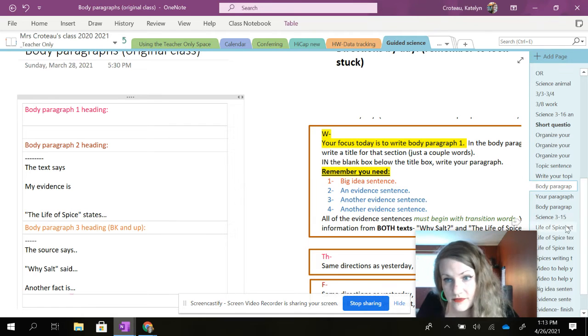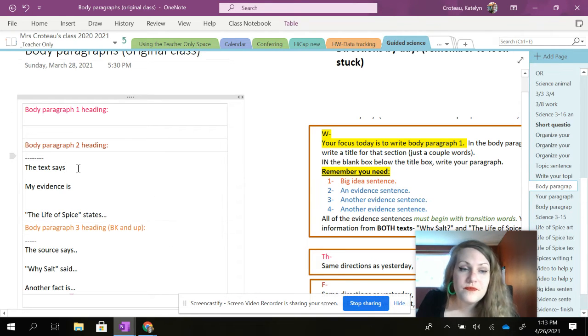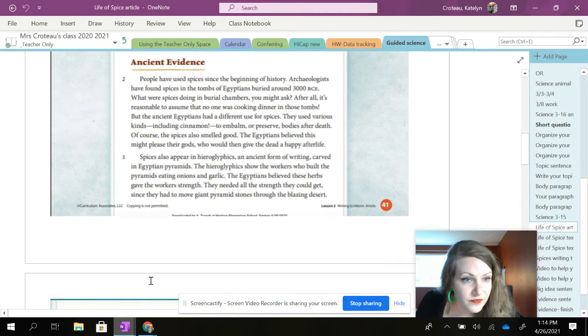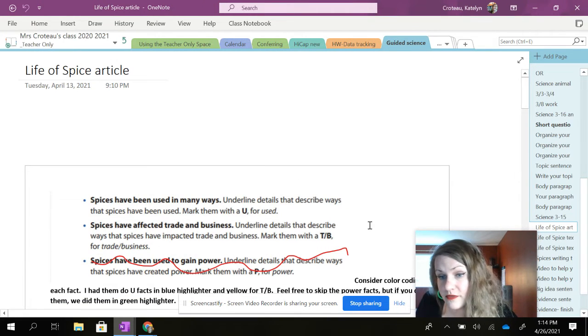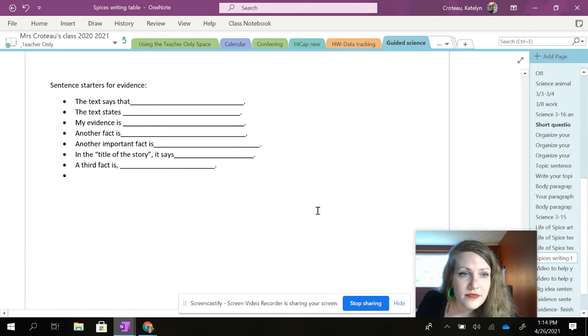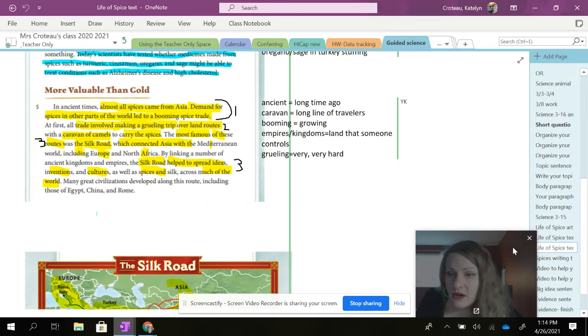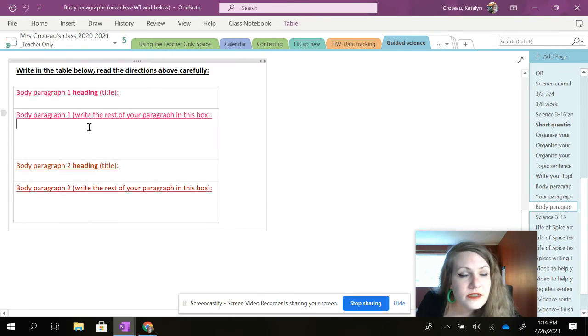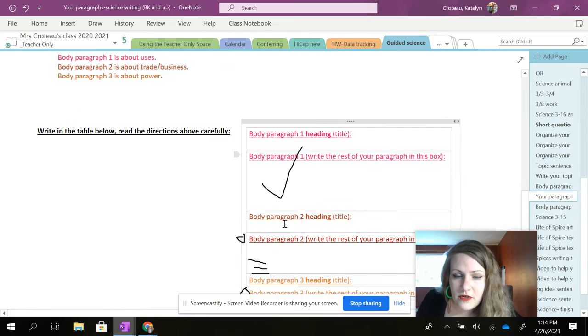And then go to the text, find your facts. Remember, though, for the facts that you put in here, you need to have at least one from Life of Spice and at least one from Why Salt. And then whatever the third fact is, you pick which one it came from. My recommendation is, again, to mostly use this article for two of the facts out of the three for each body paragraph. Now, sorry, I have so many windows. There we are.